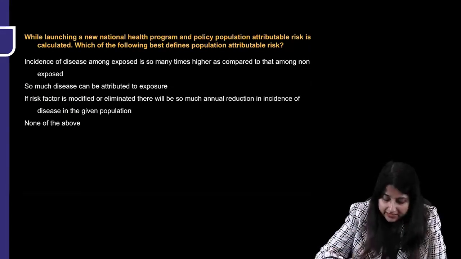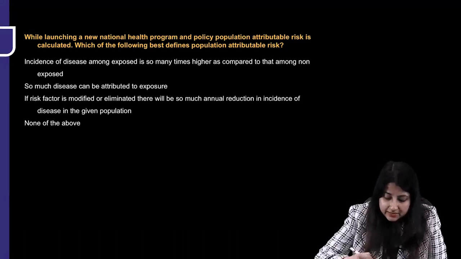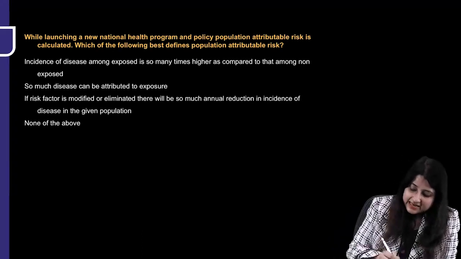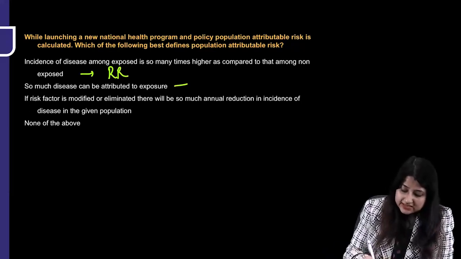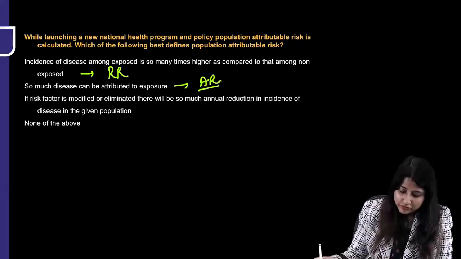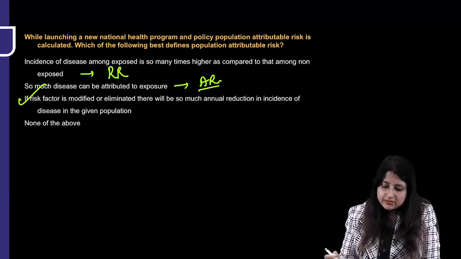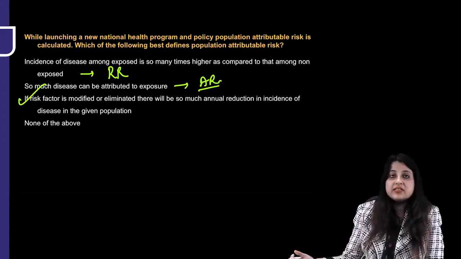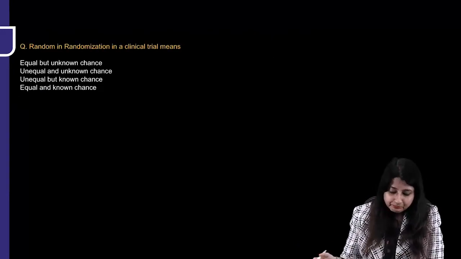Again, while launching a new health program and policy, population attributable risk is calculated, which best defines it. Incidence of disease among exposed is so many times higher as compared to non-exposed. This is relative risk. So much disease is attributed to exposure. This is attributable risk. If the risk factor is modified or eliminated, there will be so much annual reduction in annual incidence of disease in the whole population. That is my PAR. Okay.